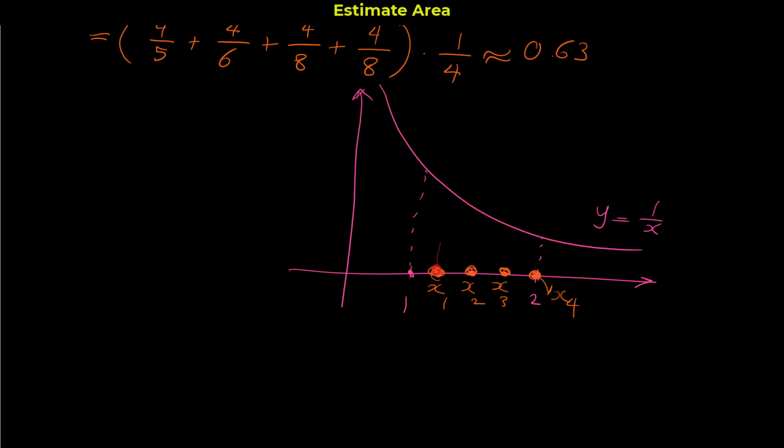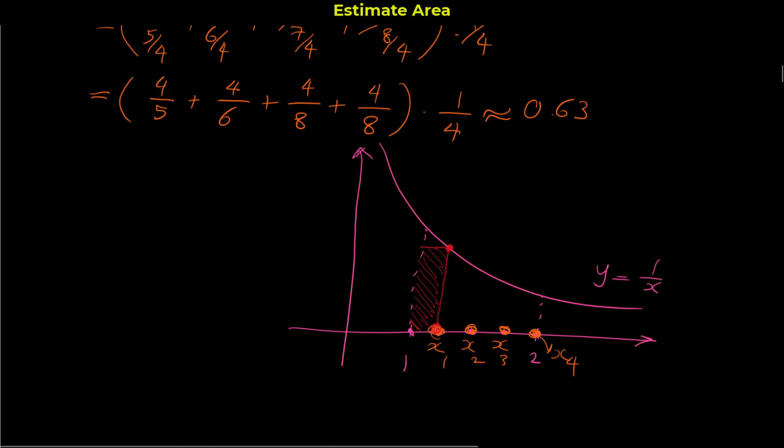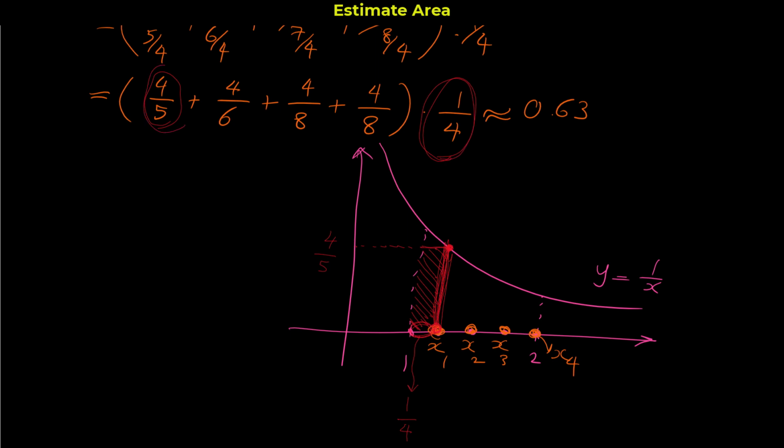Now, we go up from this point and we make a rectangle. How much do we go up? We go up until we get to the value of the function, and then we make a rectangle. And then we calculate the area of this rectangle. This calculation is done in our calculation. Look here. This width is 1/4. The length of this rectangle is exactly 4/5. So by multiplying width by length, we calculate the area of this rectangle.